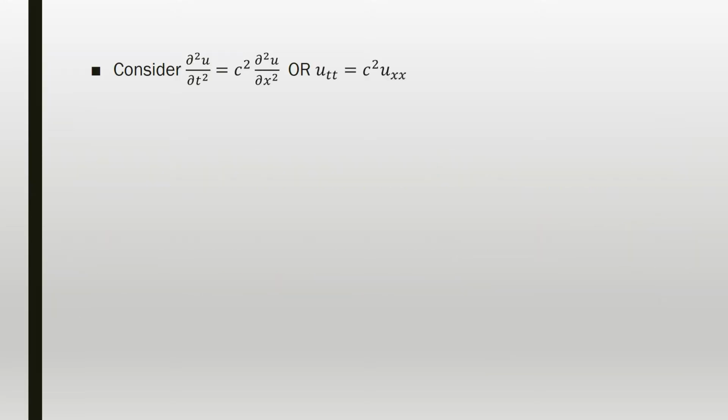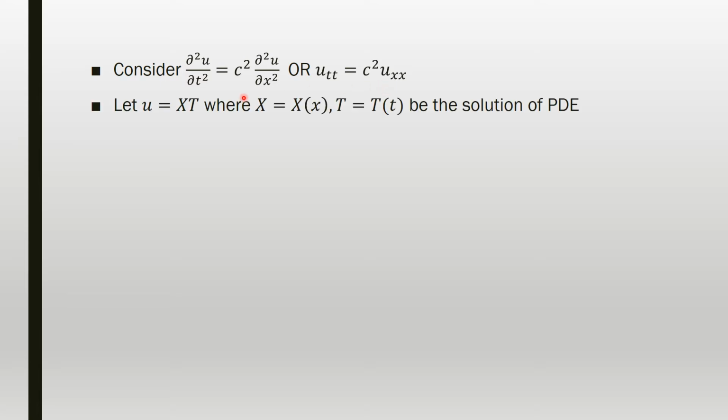Now we have the wave equation ∂²u/∂t² = c² ∂²u/∂x². This can also be denoted u_tt. Here u_tt means ∂²u/∂t² = c² u_xx. Now, by the method of separation of variables, we are solving this wave equation.